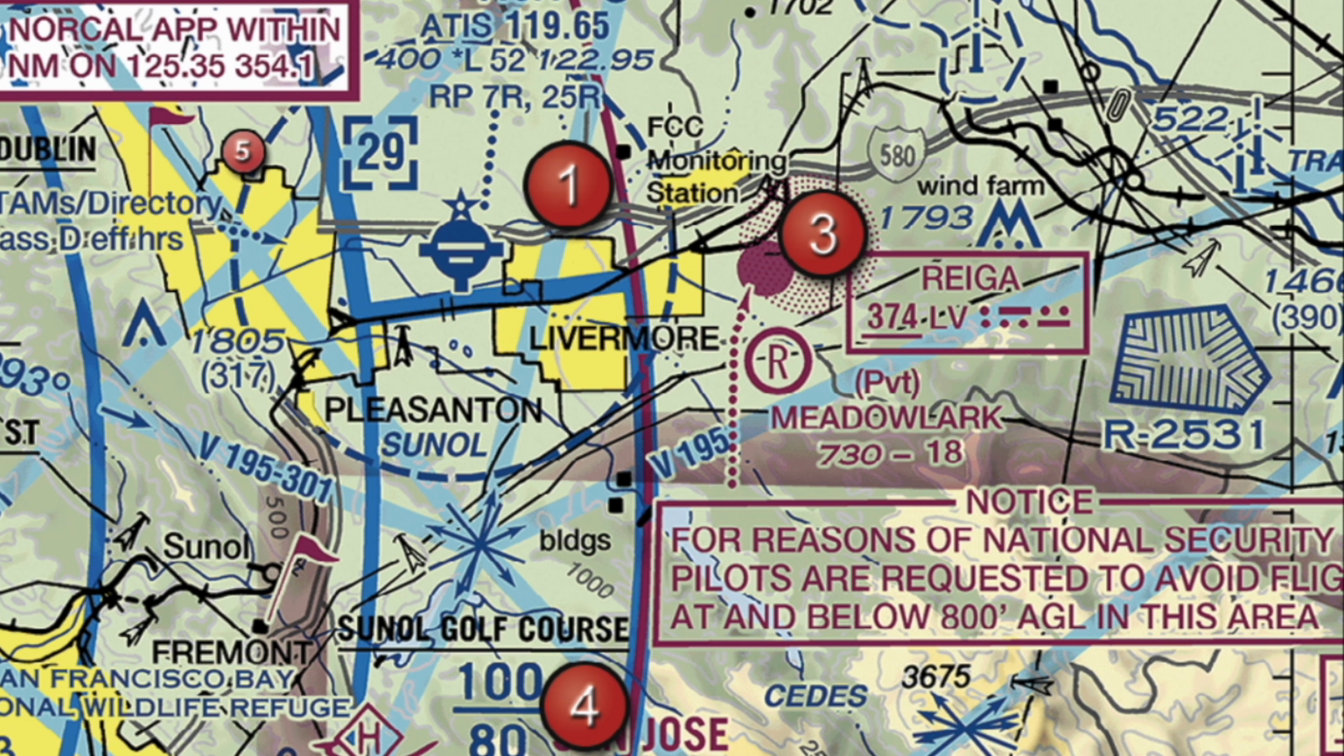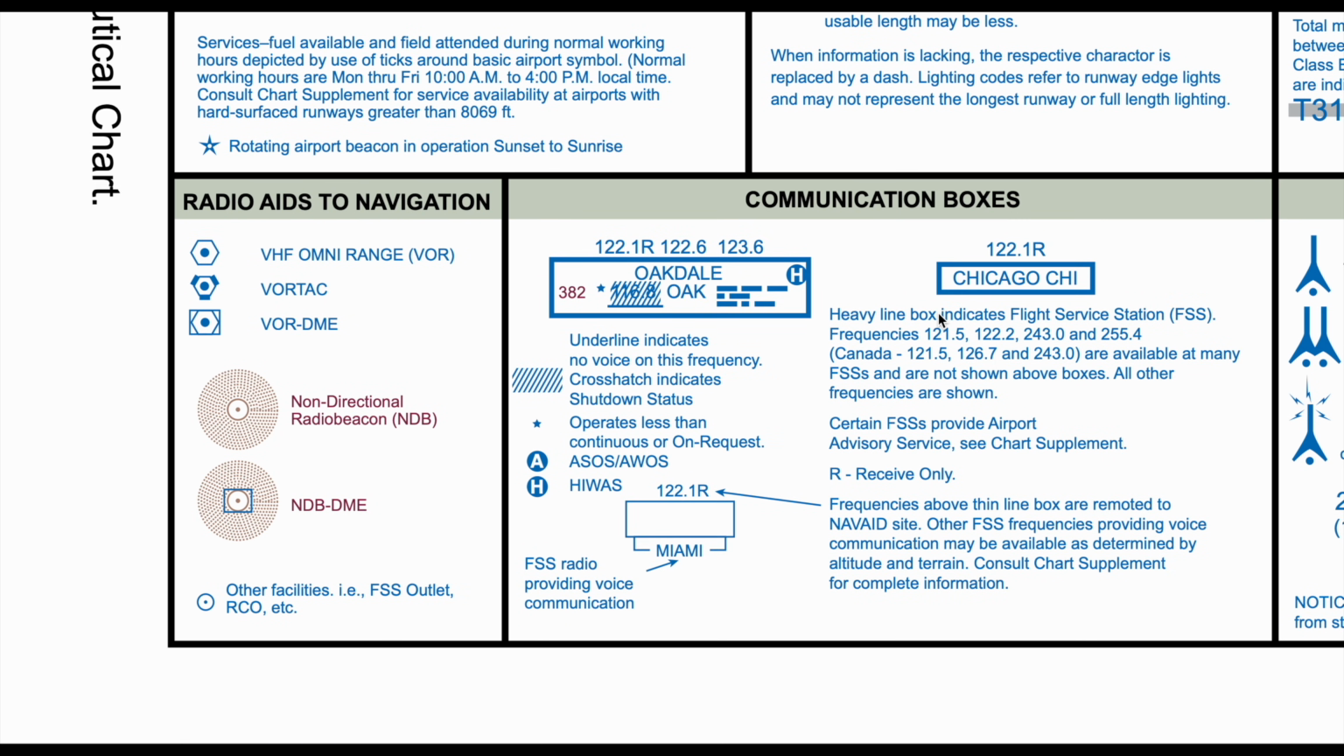Now take a look at the notice just below the restricted area. It says, "For reasons of national security, pilots are requested to avoid flying at and below 800 feet AGL in this area." What are they referring to? You can't fly in the restricted area, but wait a minute. This is not about the restricted area. Do you see that they are pointing to another symbol which we have not mentioned yet?